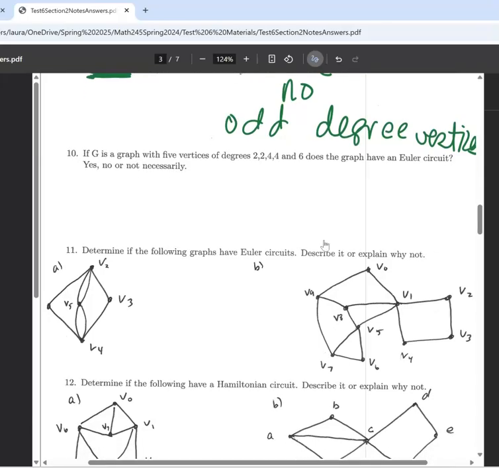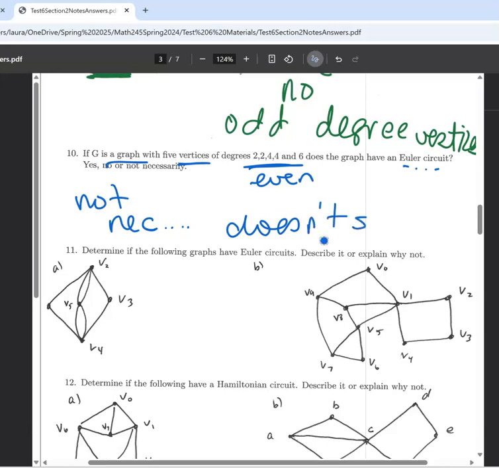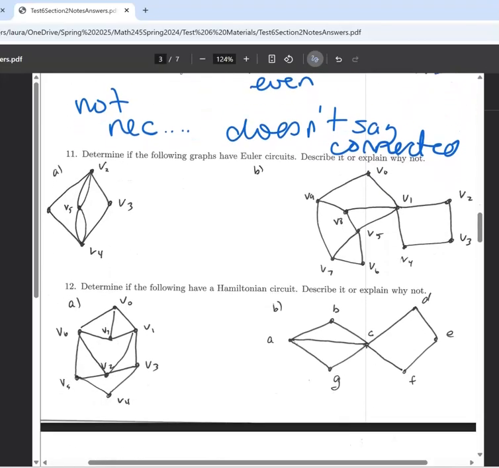Okay, so here's just in general a graph. It has 5 vertices, all even. It's looking good, right? All even degree vertices. Does it have an Euler circuit? Not necessarily, because it doesn't say connected. Oh yes, that's a big deal, to be connected to make a circuit, right? So let's look at this one.